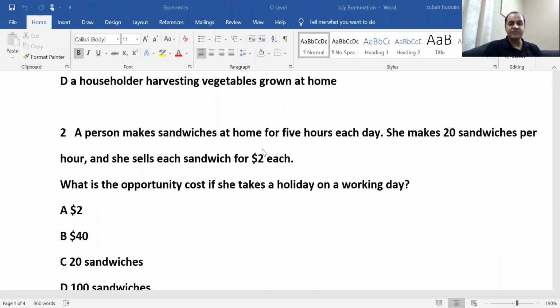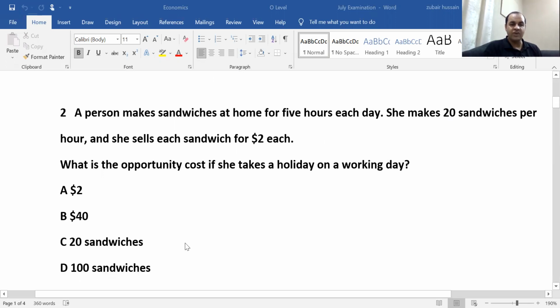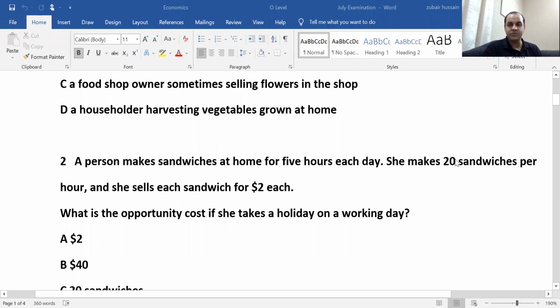A person makes sandwiches at home for 5 hours each day. She makes 20 sandwiches an hour. This means that in a day she can make 100 sandwiches, and she sells each sandwich for $2. Most of the students misperceive this one and get confused, and they choose option B, which is not the right option because they multiply 20 by 2 and get 40.